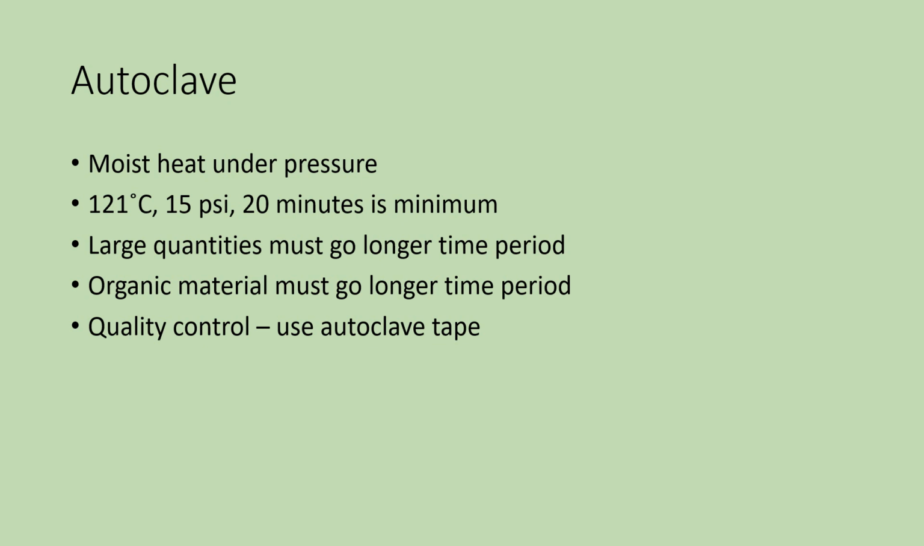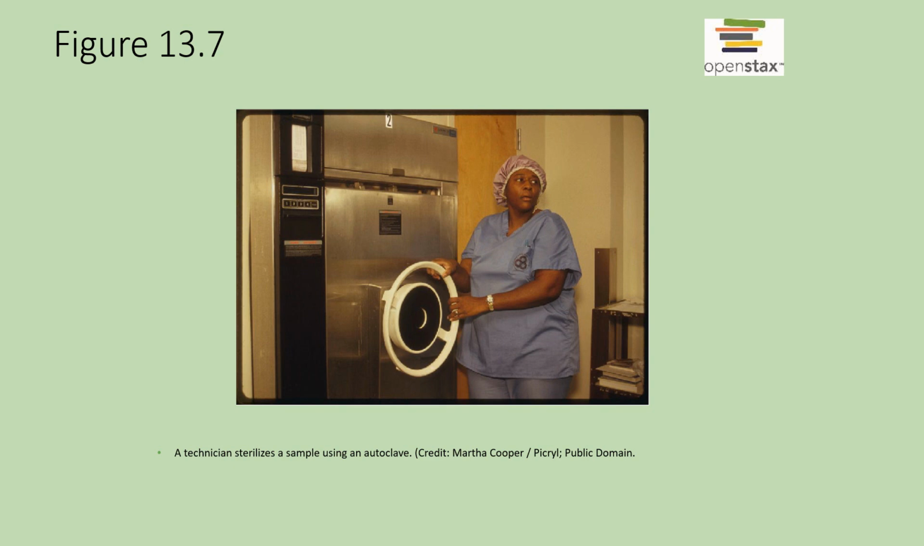How do you know if your items are sterile? You have some type of a quality control measure that you must use. And the easiest thing to do is using what we call autoclave tape. Now, autoclaves come in all different sizes. This is a fairly large one in a medical setting. Here at Angelina College, we currently have 2 autoclaves that we use.